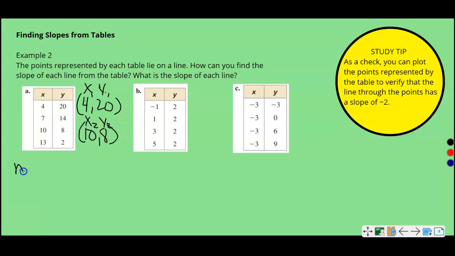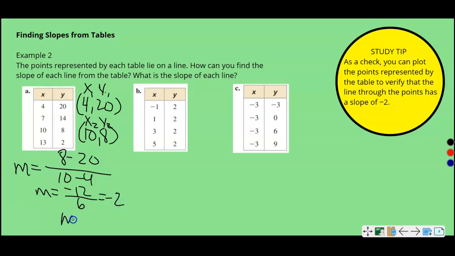All right, so if we use our formula, we're going to do our change in y's. So we're going to do y2 minus y1, so 8 minus 20, and that's going to be over 10 minus 4. 8 minus 20 is negative 12. 10 minus 4 is 6. So negative 12 over 6 is negative 2. So we can determine the slope for the table for A is negative 2.